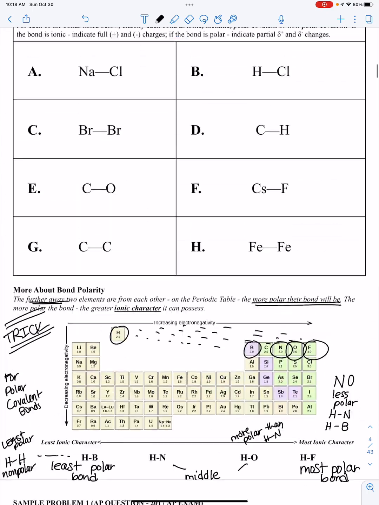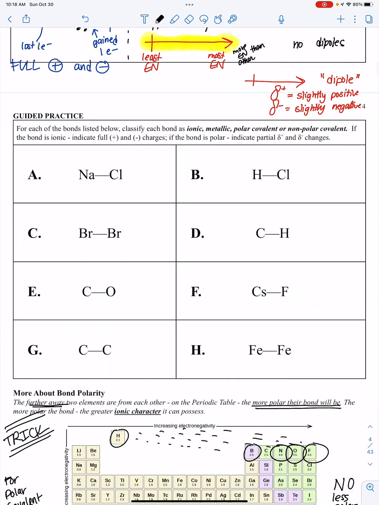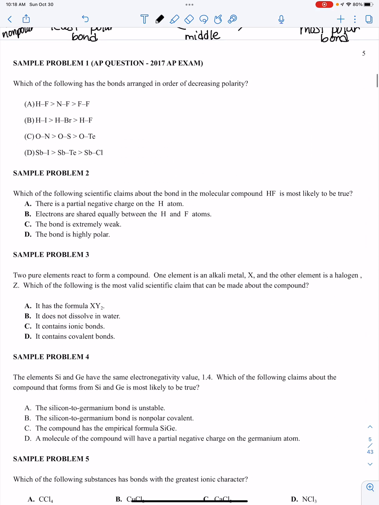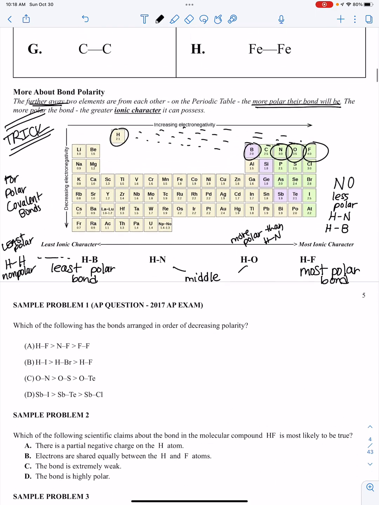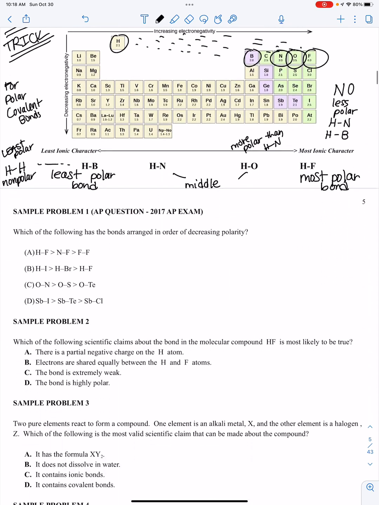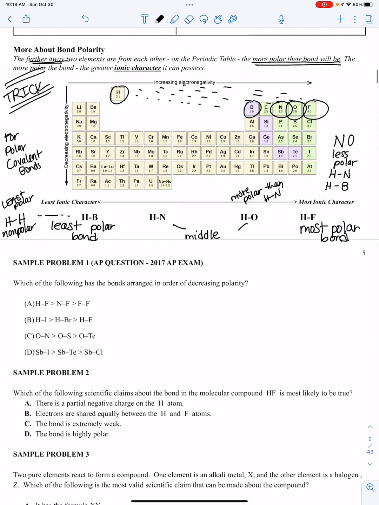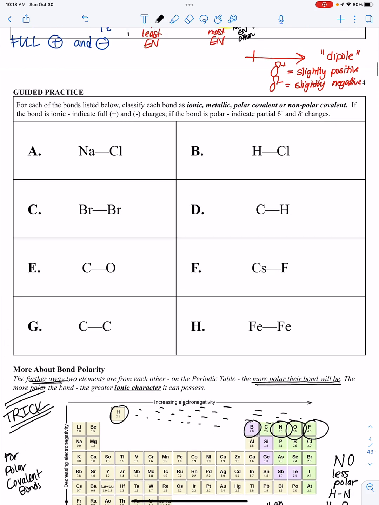For understanding, I want to make sure that you could do the guided practice here. I'm going to get us started on 1 or 2 of them. And then I'd like you to answer the sample problems 1 through 5 here based off of this lecture on bond polarity. So you're going to do the guided practice A through H and sample problems 1 through 5. Now, if you're done with this lecture, you can start getting on the problems. Otherwise, I'm going to get us a little bit guided.